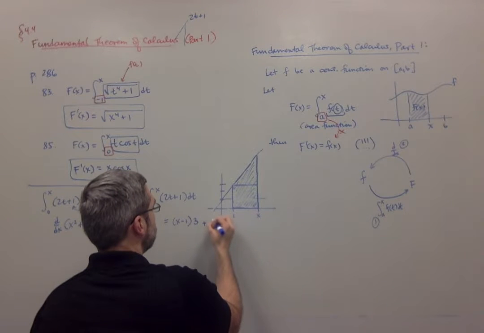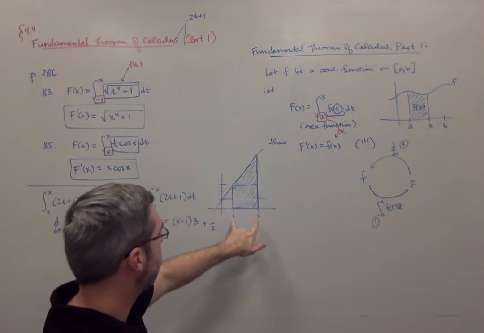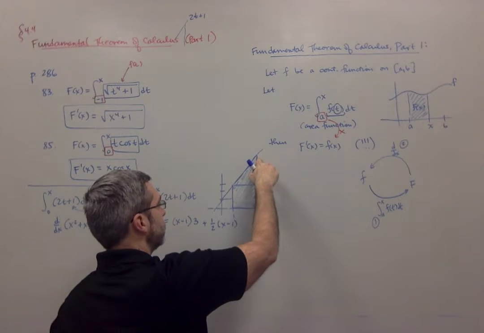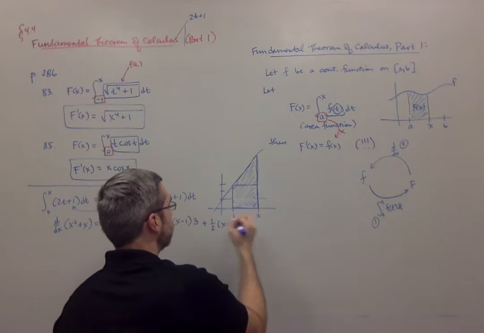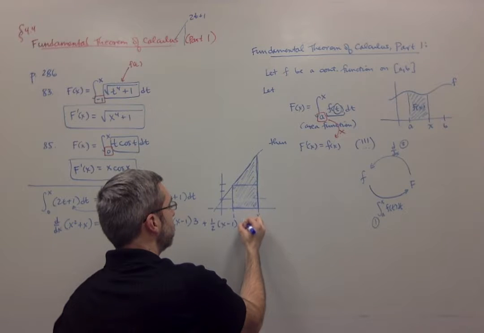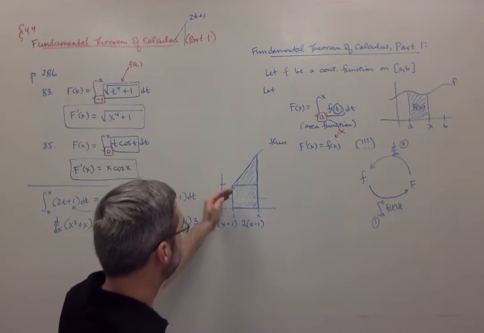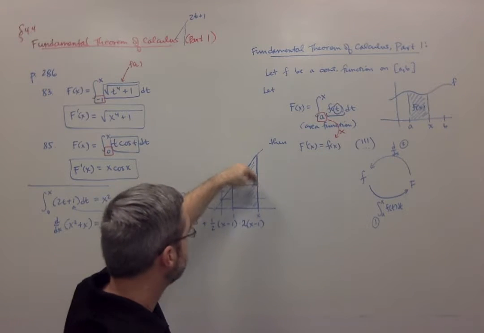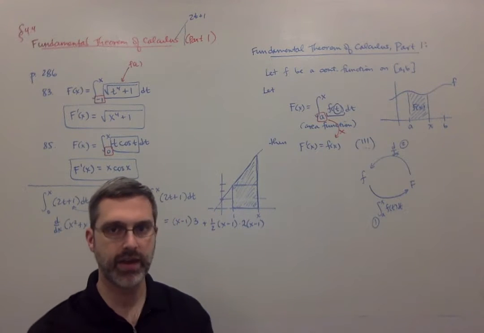Plus, the triangle has 1/2 base times height. The base, again, is x minus 1. And the height, well, every part that I go over, I'm going to go up twice that. So I'm going to go up 2 times x minus 1 if I'm going over x minus 1. If I were going over 3, I would go up 6. If I'm going over 4, I'm going to go up 8. If I'm going over x minus 1, I'm going to go up 2 copies of that.